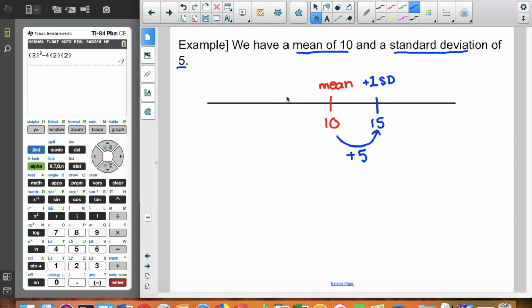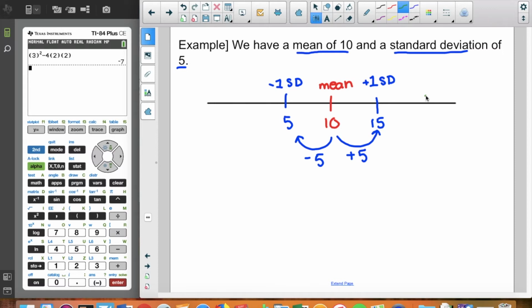Now, if we wanted to go in the other direction, which was the negative 1 standard deviation away, instead of adding 5, we would subtract 5. 10 minus 5 gives us 5. So that's the minus 1 standard deviation away. And then we just continue that.